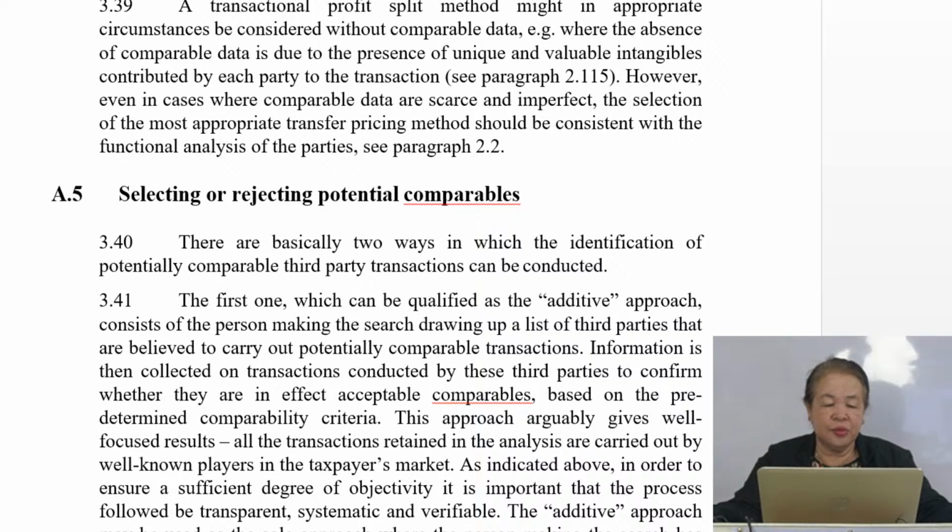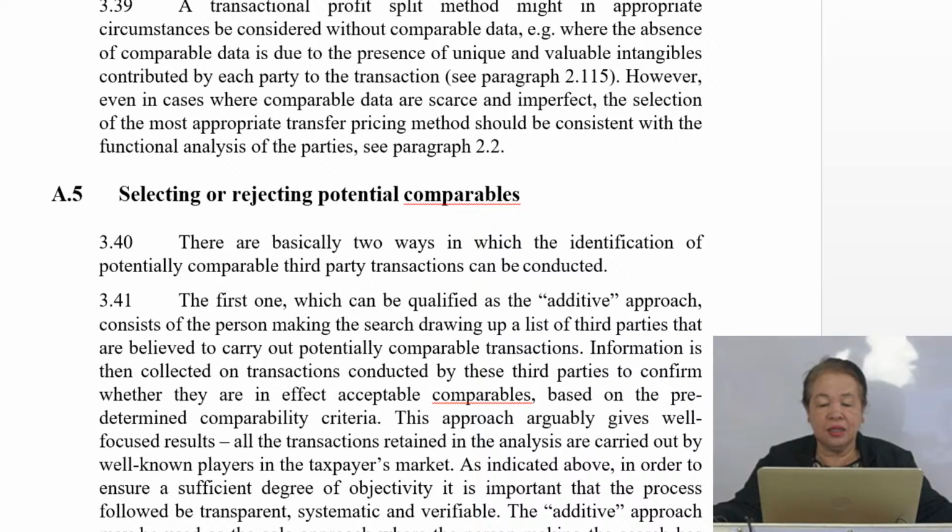Where the absence of comparable data is due to the presence of unique and valuable intangibles contributed by each party to the transaction. See paragraph 2.115. However, even in cases where comparable data are scarce and imperfect, the selection of the most appropriate transfer pricing method should be consistent with the functional analysis of the parties. See paragraph 2.2. No? So ano tong functional analysis of the parties?